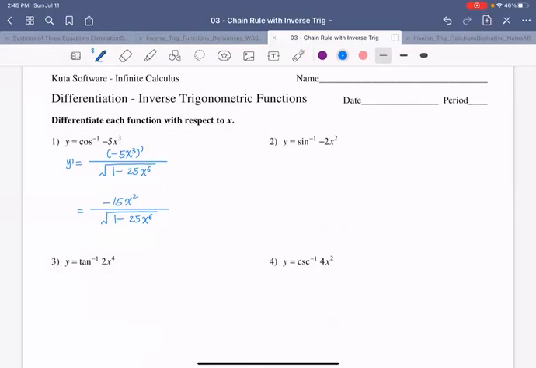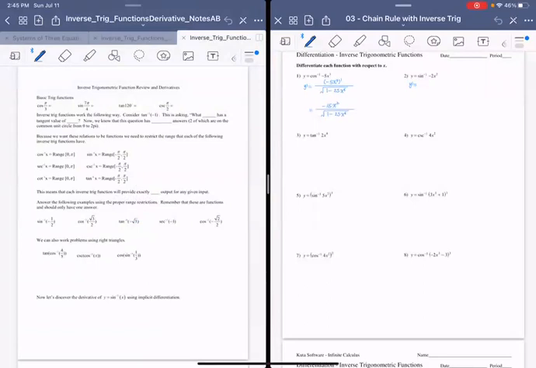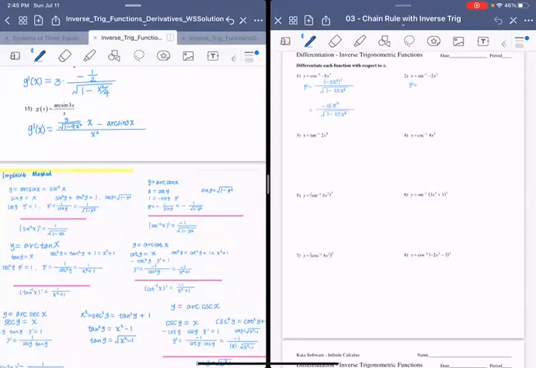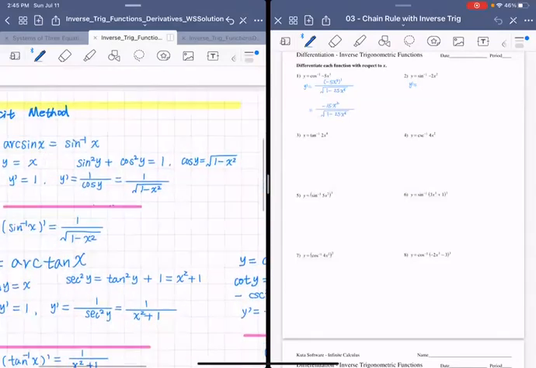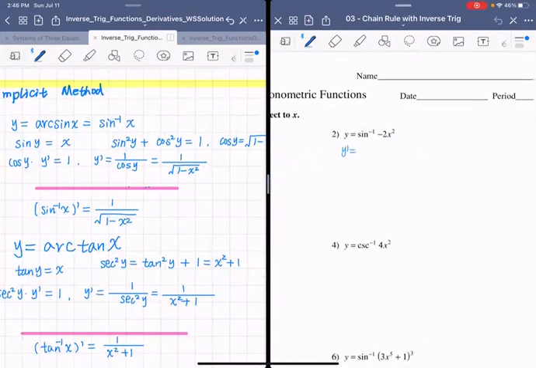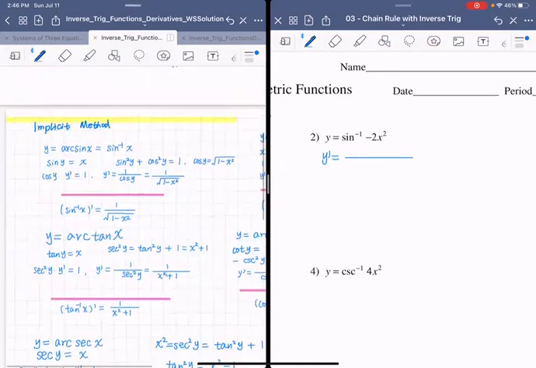Number 2, Joy, let's try number 2. For the arc sine of x, it would be 1, is it positive 1 over the square root of 1... okay, hold on.